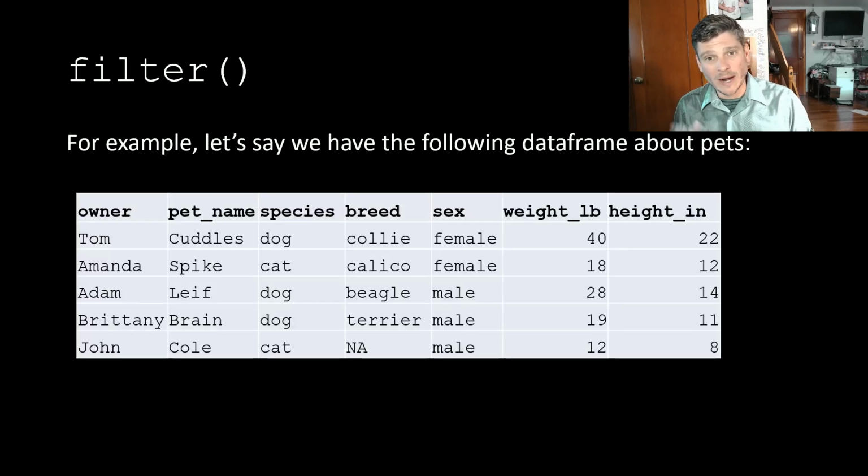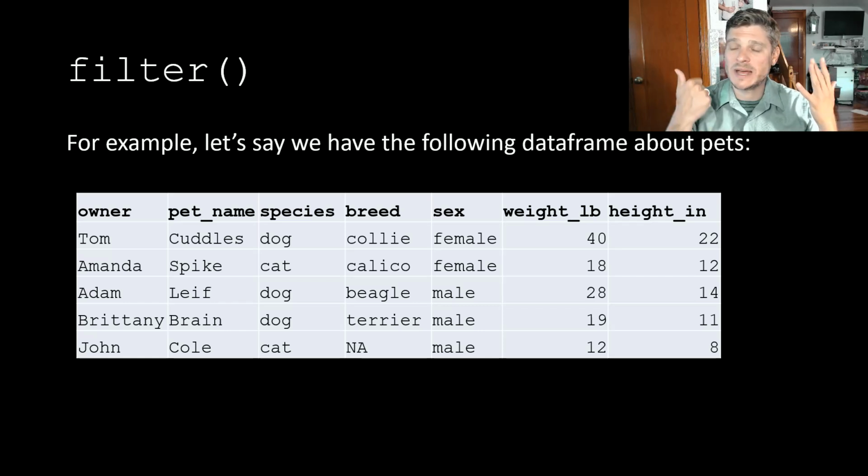So I think the easiest way to show how these functions are all going to work, let's start with a very simple data frame that's just about pets. And this is it. This is the whole data frame. We have the variables owner of the pet's name, its species, its breed, its sex, its weight in pounds, and its height in inches.